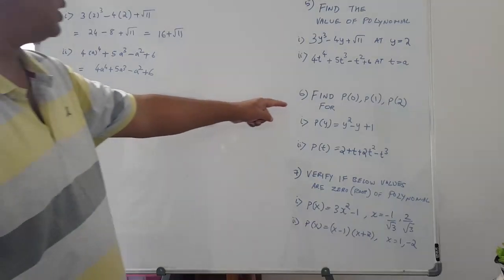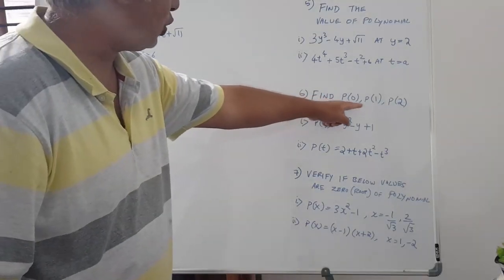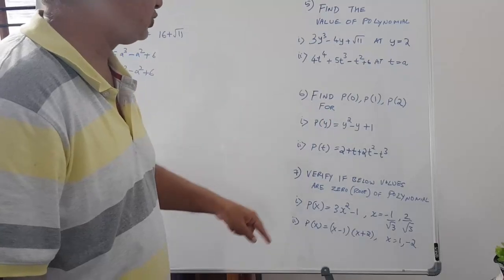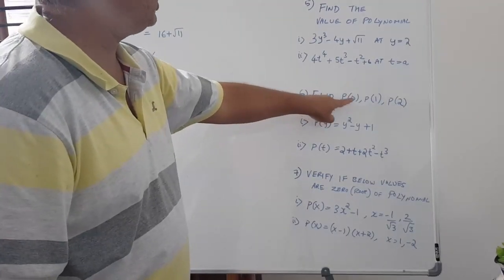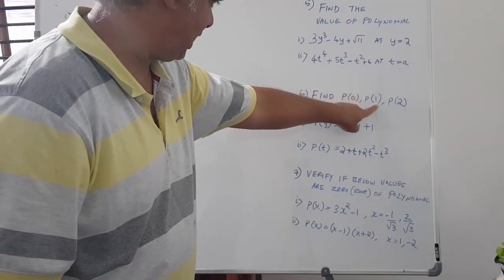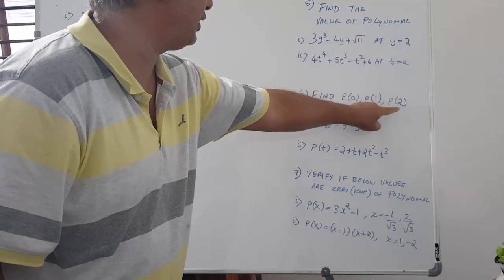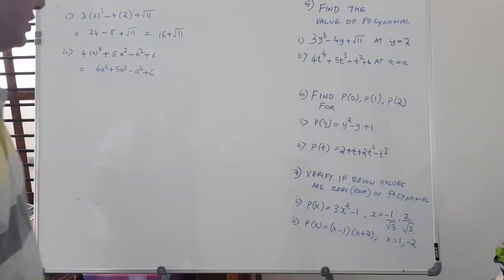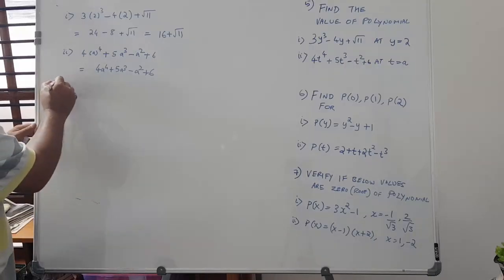The next question says find p0, p1, p2 for the following polynomials. So that is the value of the polynomial at 0, the value of the polynomial at 1, and the value of the polynomial at 2. Let's take the first problem here.